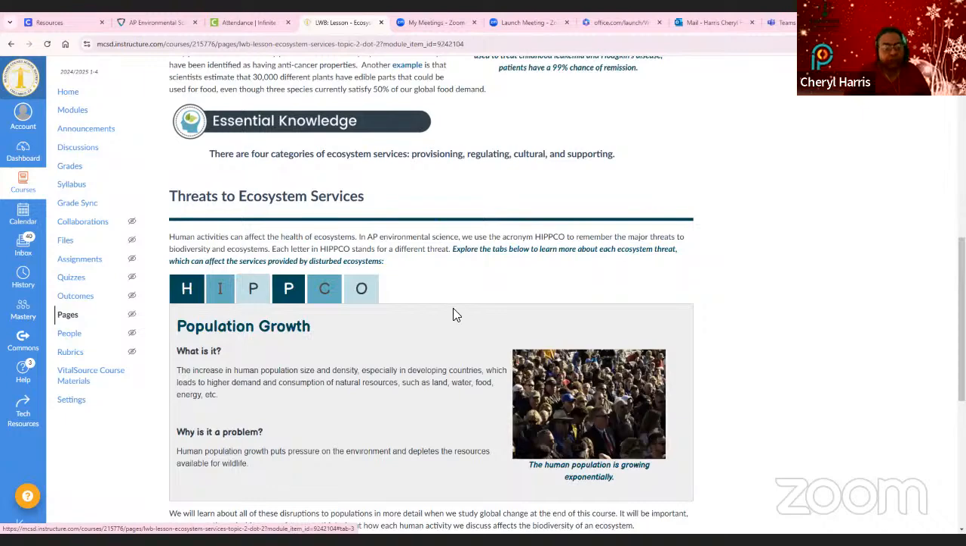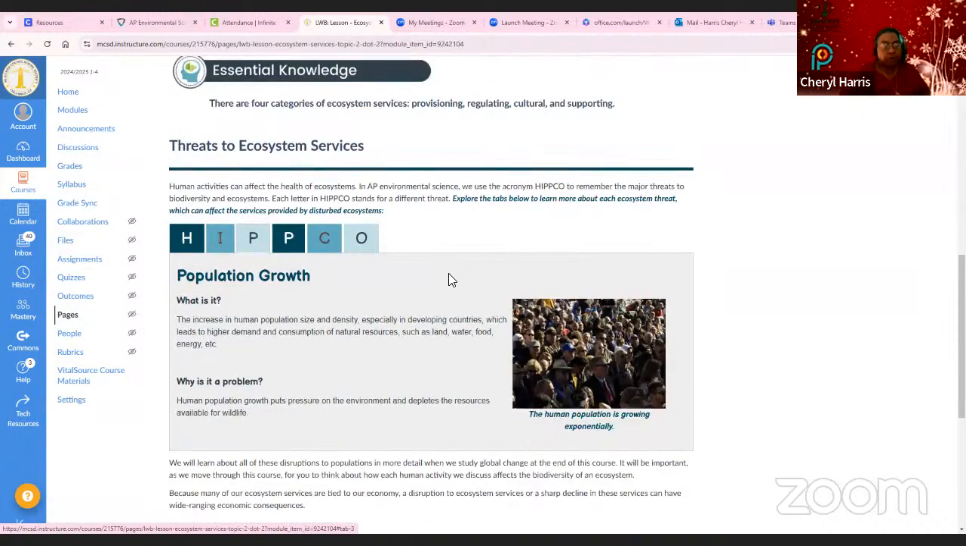Population growth, we need to look at growth curves for human population. And then the vocabulary for density. Density means that there's more people in given areas. Population growth increases the demand for natural resources, and so populations tend to be where the natural resources are, where you get food, water, and energy.